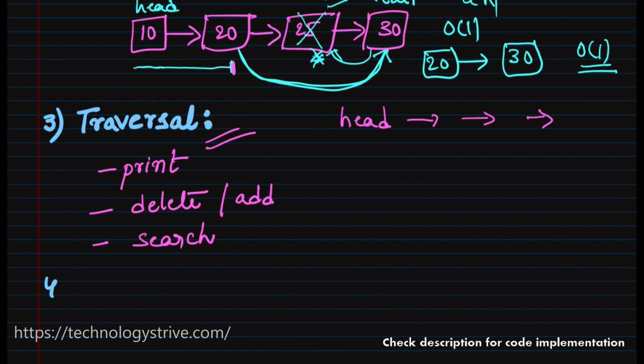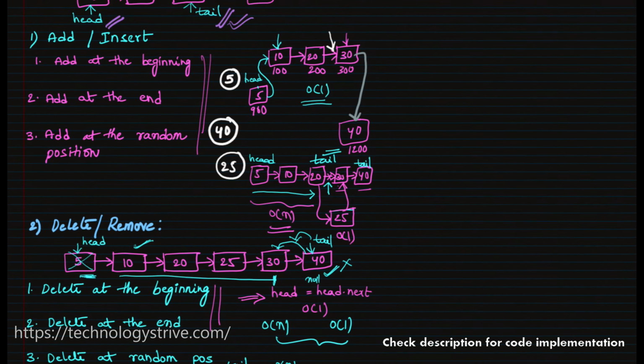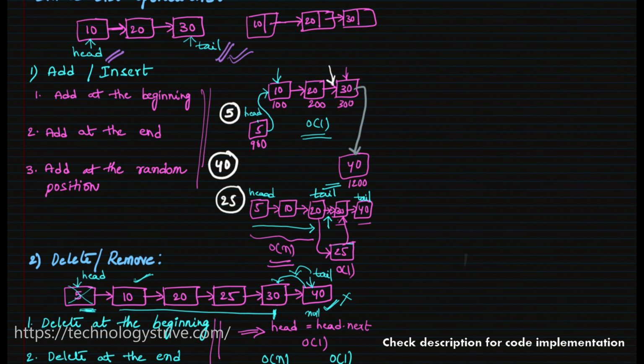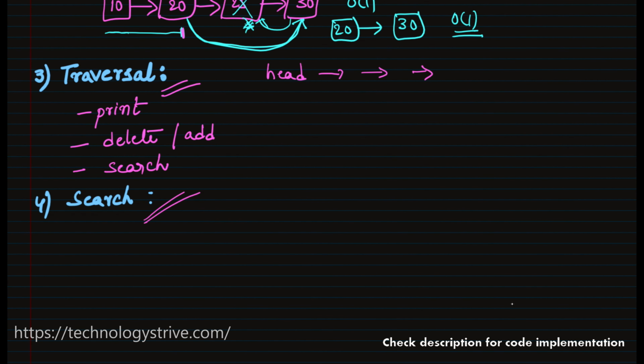So we have already covered the search operation, which checks whether a given element is present in the linked list or not. So these are the operations we perform on a linked list: add or insert, delete, traversal and search. Now let's discuss advantages and disadvantages.